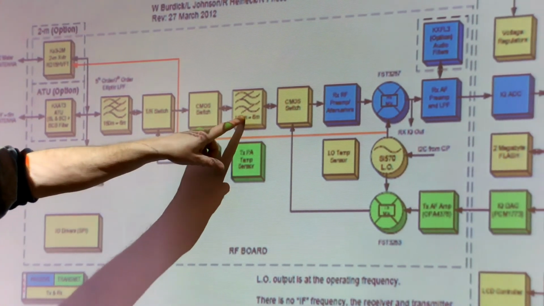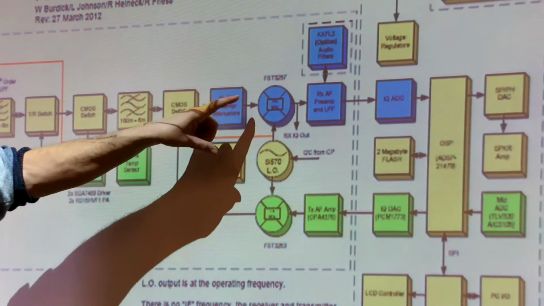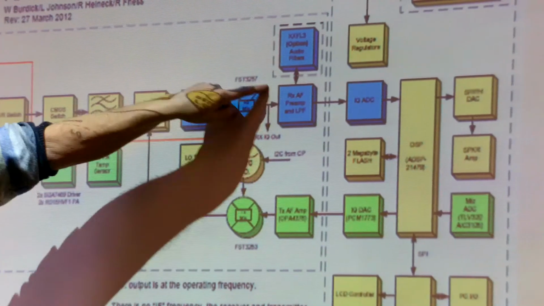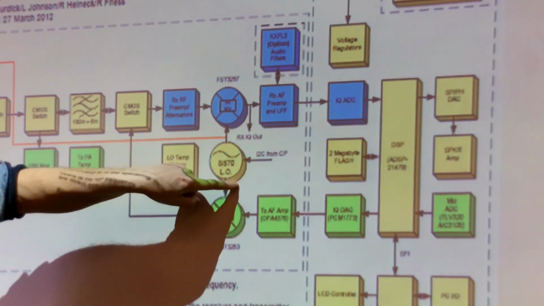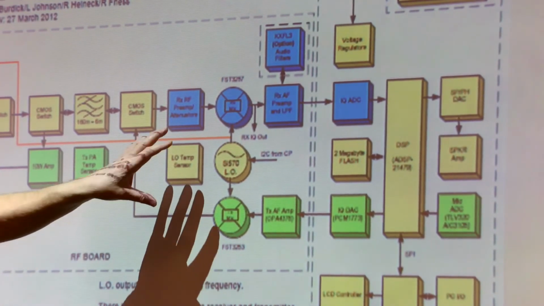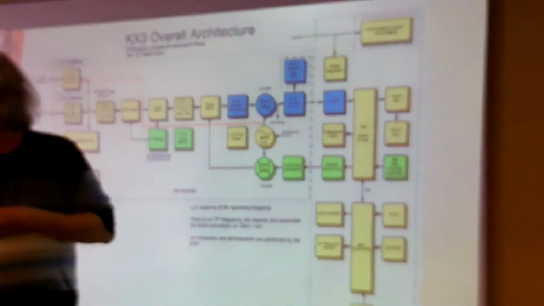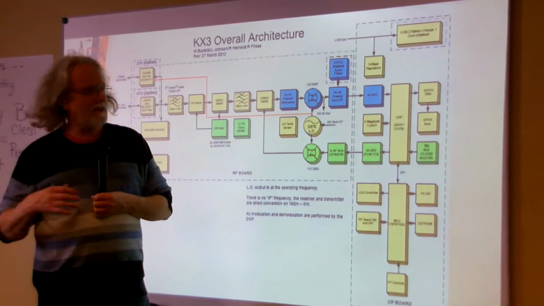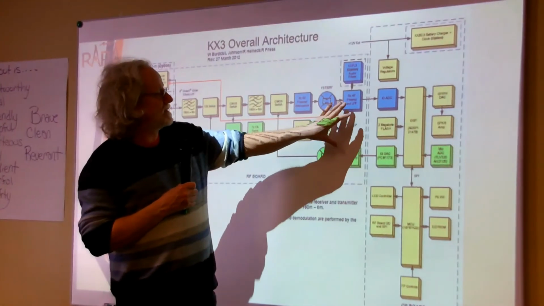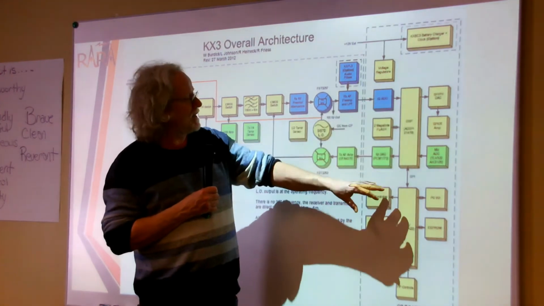Your band filtering, amplifiers and attenuators. This is your Tayloe mixer. This is the VFO. And all of them, well, the sound card, everything is done inside the radio. So there's no computer attached to that. There's no sound card attached to that. So all the audio processing, all the IQ processing, all happens inside that radio.